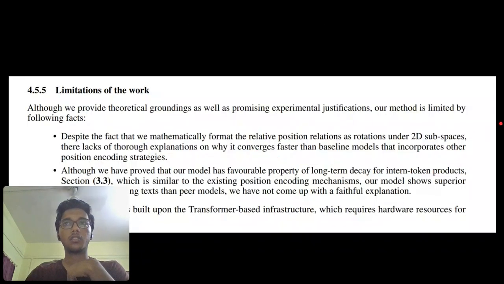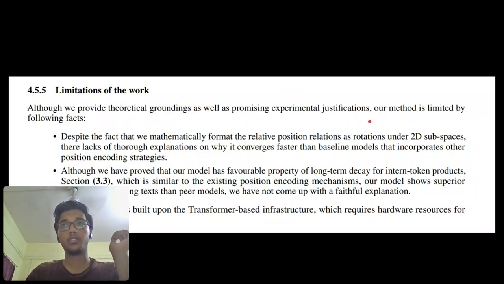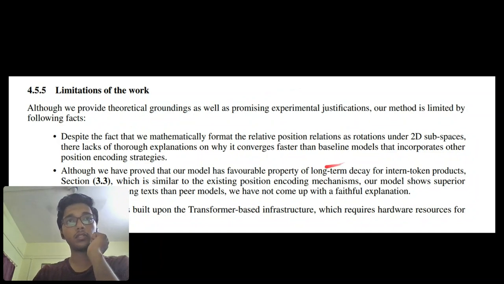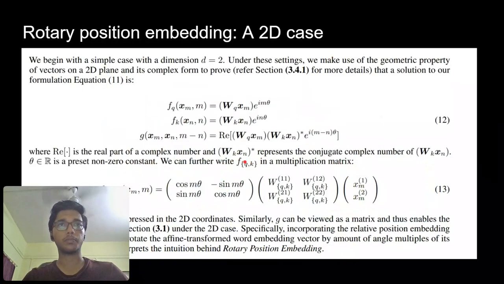That's it. And the limitations of the work. The actual limitation is that we provide theoretical grounding as well as promising experimental justification, but still there is a lack of thorough explanation on why it converges faster than baseline models. And although we have proved that our model has favorable properties, and shows superior performance on longer texts, we have not come up with a faithful explanation. So the overall explanation is not so intuitive as to why the performance is better when we use these embeddings.